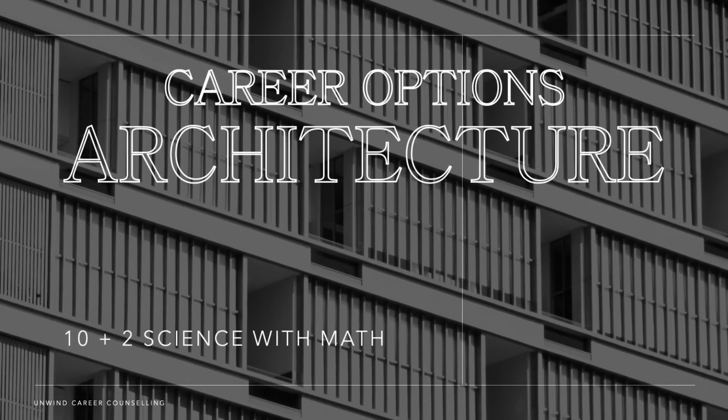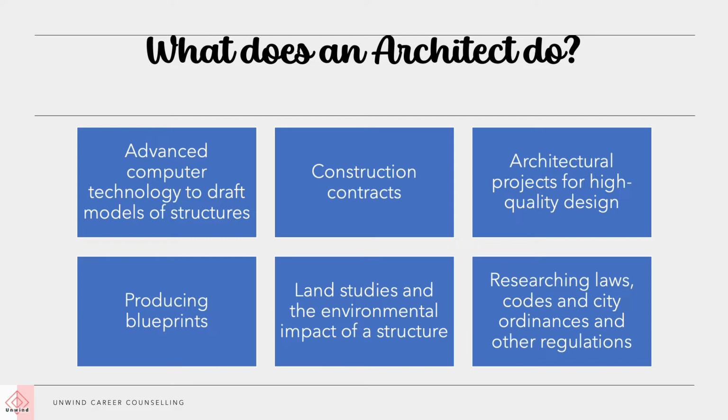Architecture is one of the career options after doing 10+2 science with maths. So what does an architect do? What we know about an architect is that he designs buildings. But apart from that, there are a couple of things which he does. The first thing is he uses advanced computer technology to draft models of structures. So here your computer science is going to be of use.